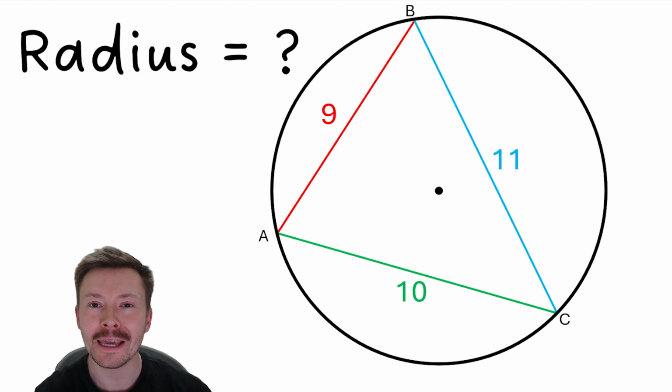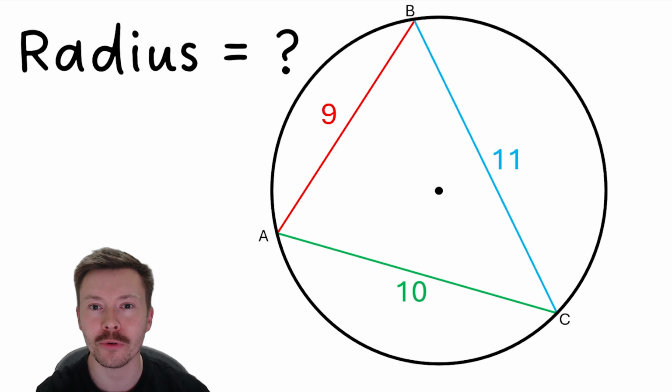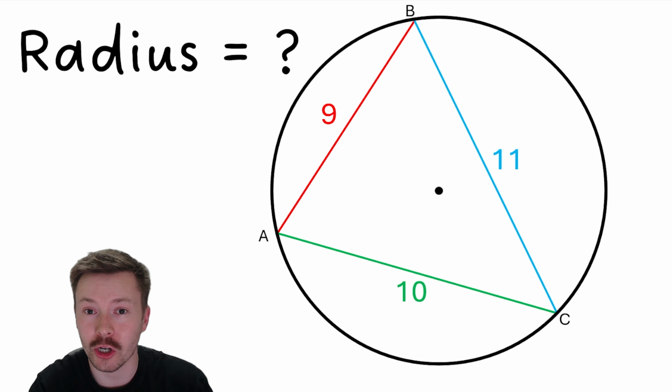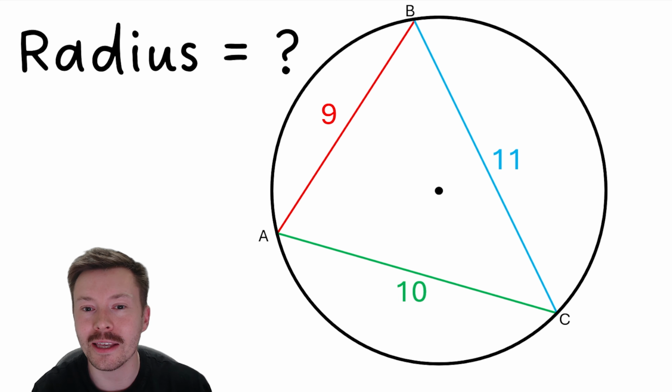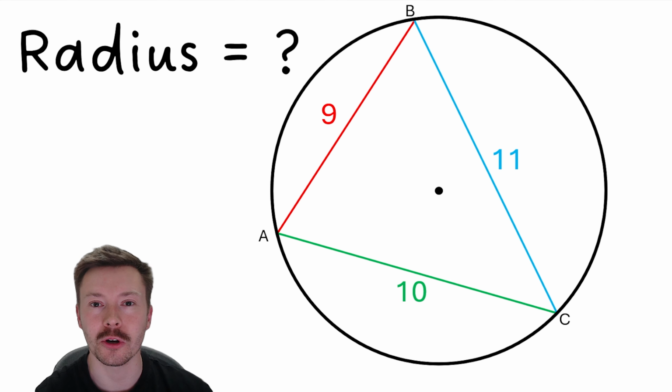This week's problem is about finding the radius of this circle. As you can see, we've got three chords that touch the circumference of the circle and touch each other at the points A, B and C, and we've got lengths of 9, 10 and 11, but those lengths could be arbitrary, so they really could be anything. We could change them to x, y and z. Can you find the radius of this circle?